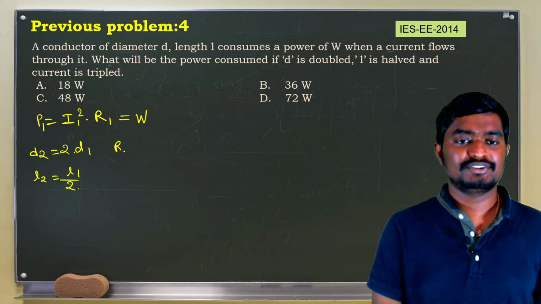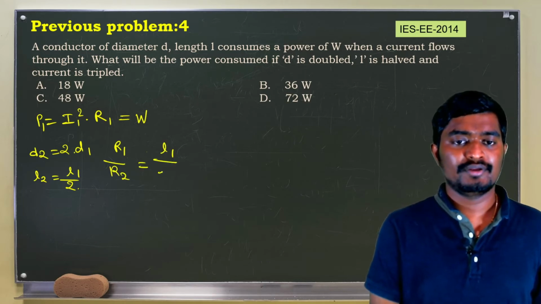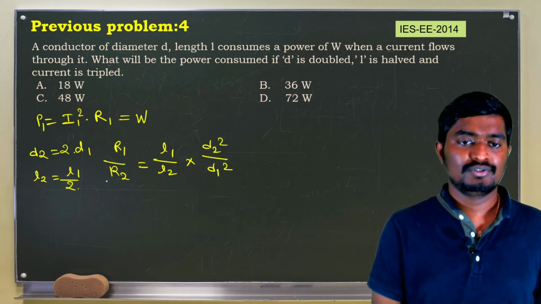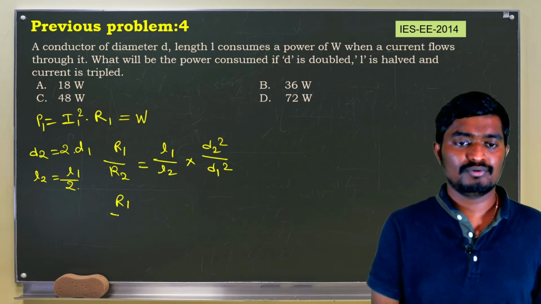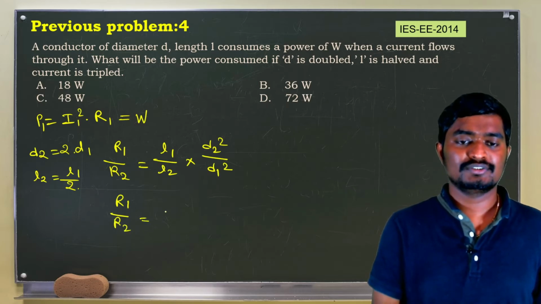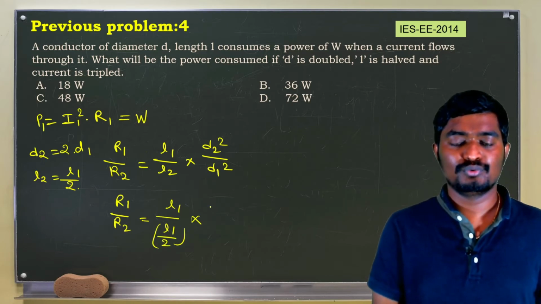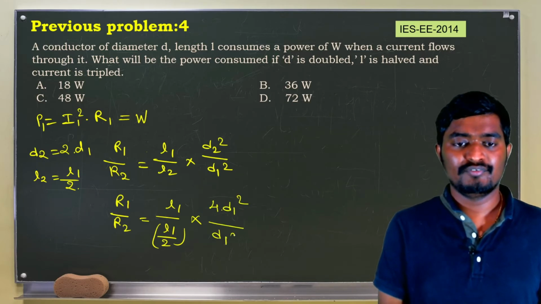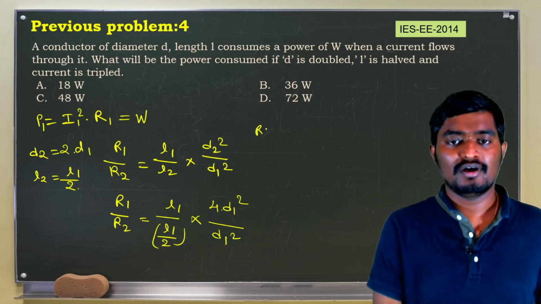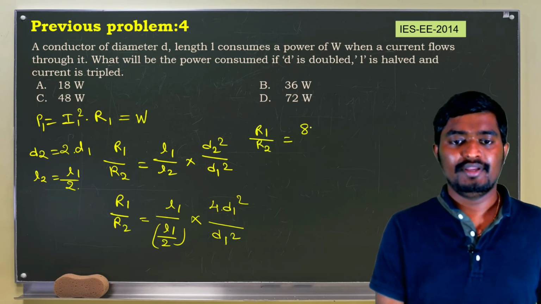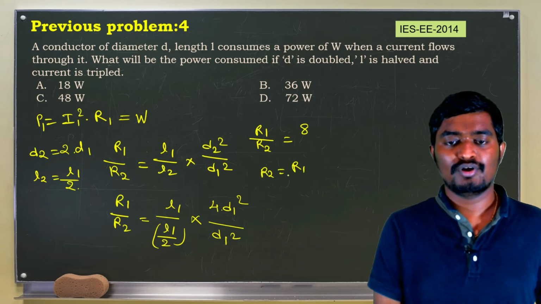Now we will calculate resistance. R1 divided by R2 equal to L1 by L2 into D2 square divided by D1 square. L2 is L1 divided by 2, and the diameter D2 equal to 2 times D1, which gives 4 into D1 square divided by D1 square. So we will get R1 divided by R2 equal to 8, so R2 equal to R1 upon 8.